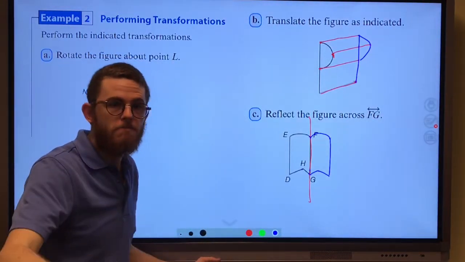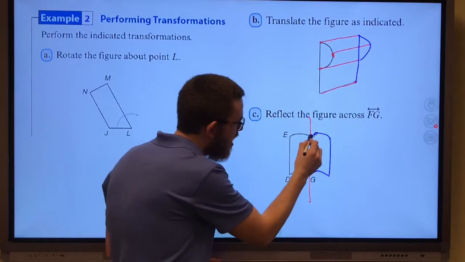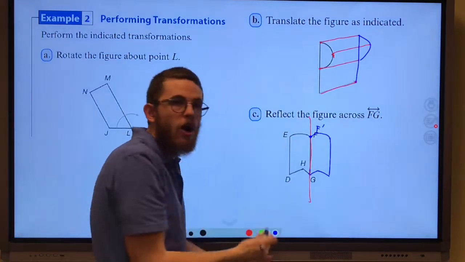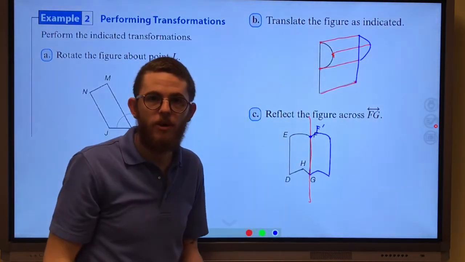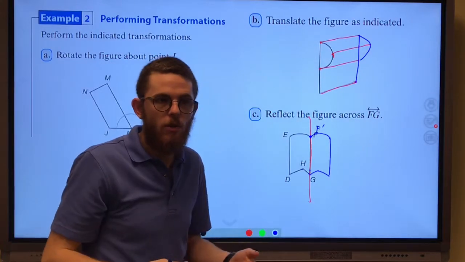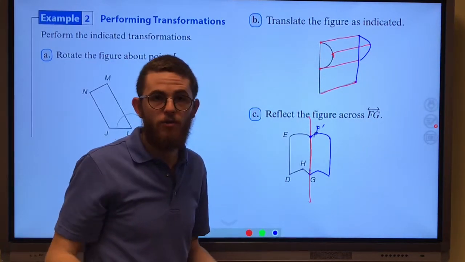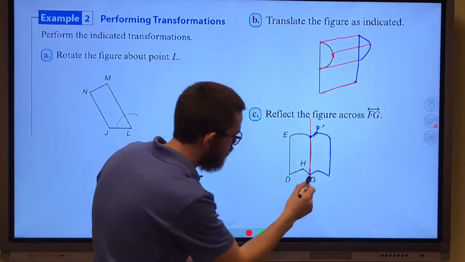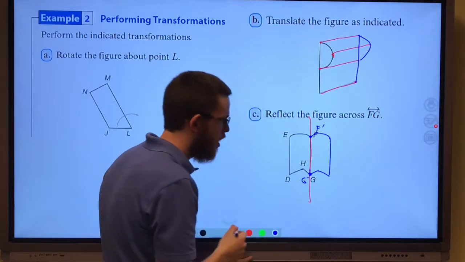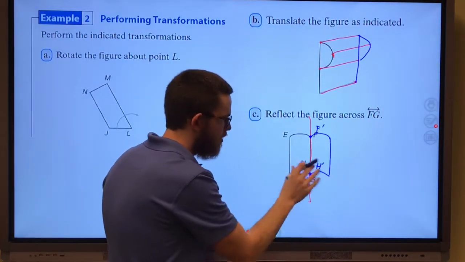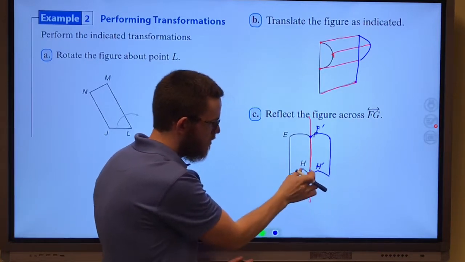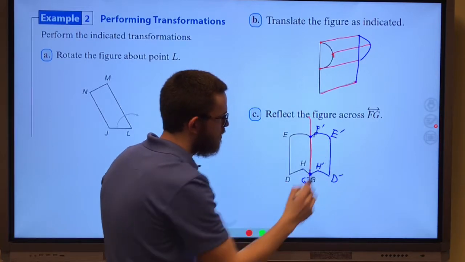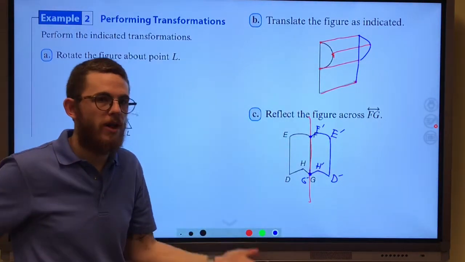Now, one really important thing to note is that F and F prime don't actually move. They don't change because F was on the line of reflection. How far did F have to go to get to the line of reflection? Nowhere. It did not have to move at all. So that means it doesn't move at all to go away from the line of reflection. G and G prime are the same, but H prime, we can see it has been reflected, the same distance away from that line of reflection. D, the same way. E, the same way. Those points on the line of reflection don't actually move.